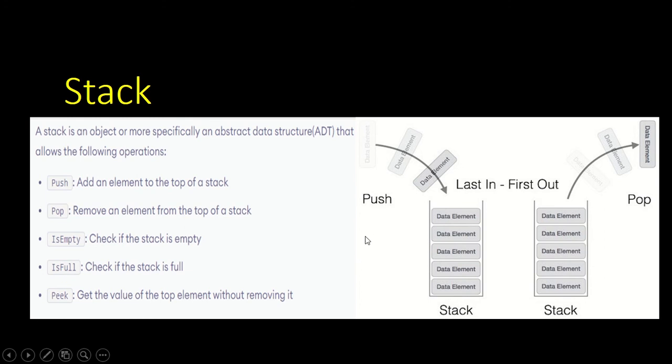And the isEmpty method checks if the stack is empty. So right here it will be false because we have data elements right here. isFull will check if the stack is full. So it could be true here because it is almost full, or false because it is adding another data element. So peek, the method peek, or you could also call it top, it gets the value of the top element without removing it. So it just shows you what the element is at the very top of the stack.